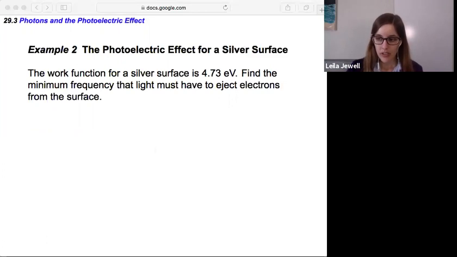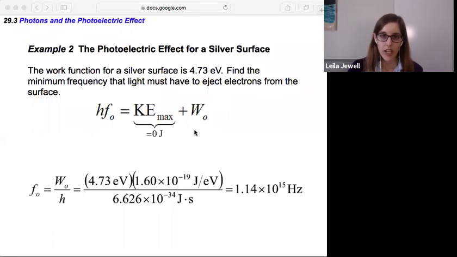So this is going to relate to what we just saw on the last slide. We're going to take a look at our work function equation with our KE max, but since we're finding the minimum frequency to eject electrons, we set our KE max equal to 0. And in that case, this minimum frequency is equal to the work function divided by h. But there's a catch. Because we're working in electron volts and our h is in joules, we need to convert that 4.73 electron volts into joules.